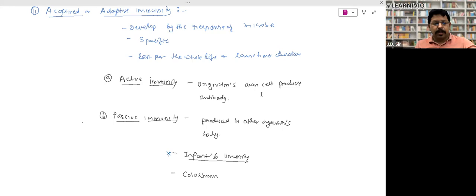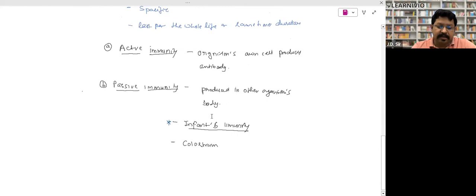Now, the question frequently asked is about infant immunity. What happens? Infants do not have any kind of immunity of their own. As you know, infants do not take blood from the mother, right? Then what happens when a baby is born after parturition? Doctors suggest that the first few days' milk, like 2 or 3 days' milk, a mother has to feed her child. What happens when the mother feeds the newborn baby?